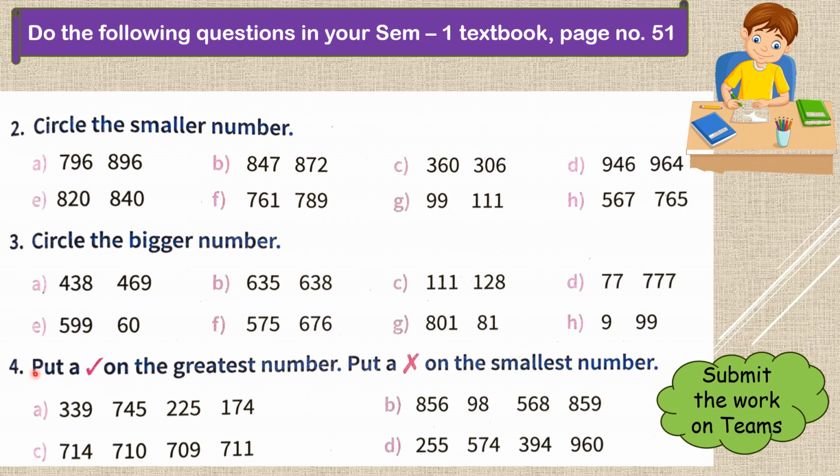The fourth one is put a tick on the greatest number and a cross on the smallest number. So there are 4 numbers given in each question. You have to find which is greater and which is smaller. Once you have done this, you have to click photographs and submit to your class teacher on Teams.